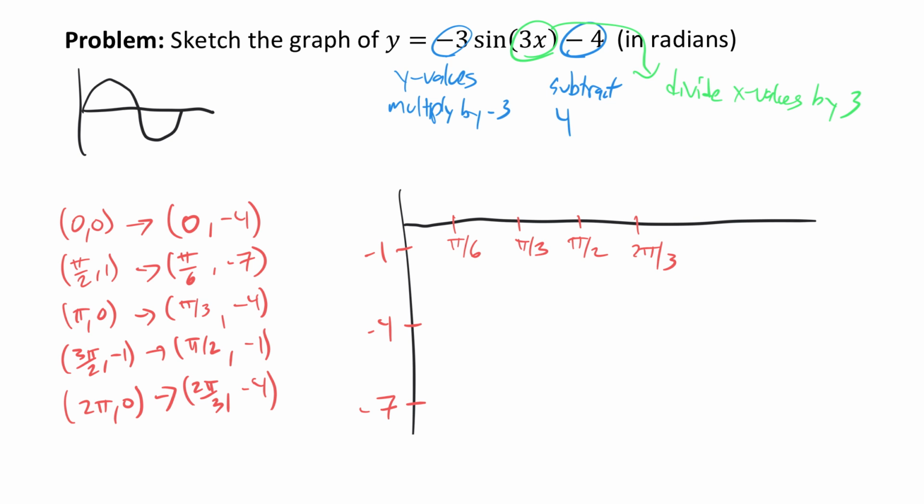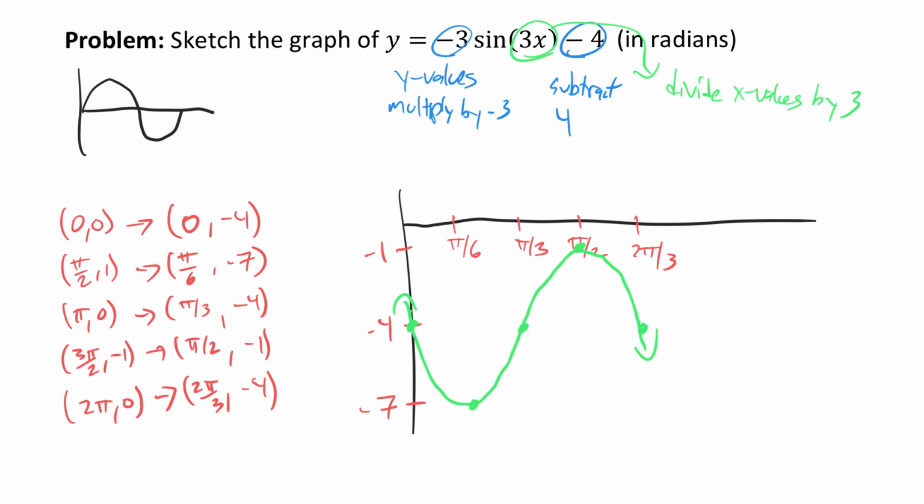So here we would have 0 and -4. So the first point would be down here. Pi over 6 and -7. Pi over 3, -4. Pi over 2, -1. And back to -4. Then we connect our dots. Oh, let's try that again. Try to make your graph nice and smooth. Then we can throw some arrows on the end.